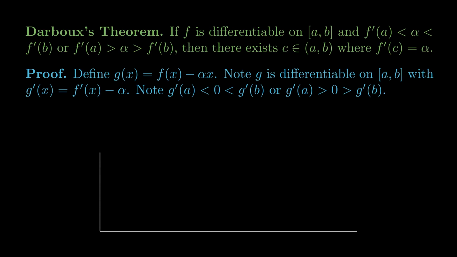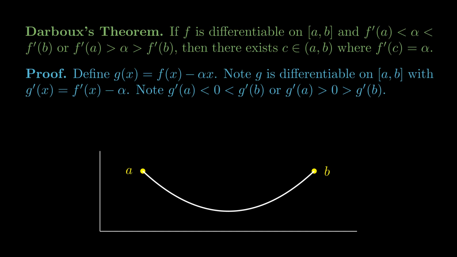So the picture for this simplified case with the function g would look something like this. Our function has a negative derivative at a and maybe a positive derivative at b, and it's differentiable, which we know kind of means smooth, and so it has to have some point in between a and b where the derivative is 0, where the curve is flat.